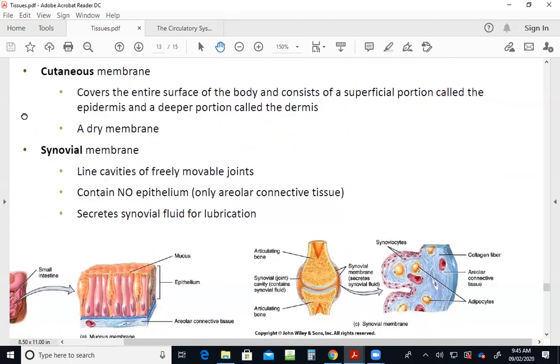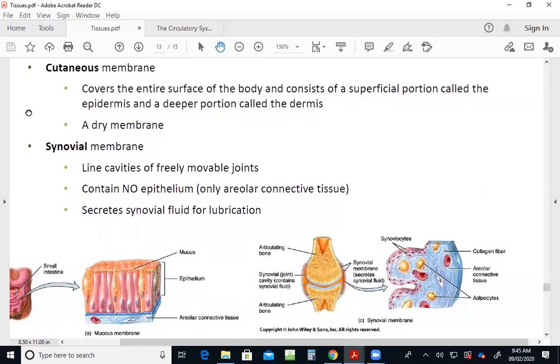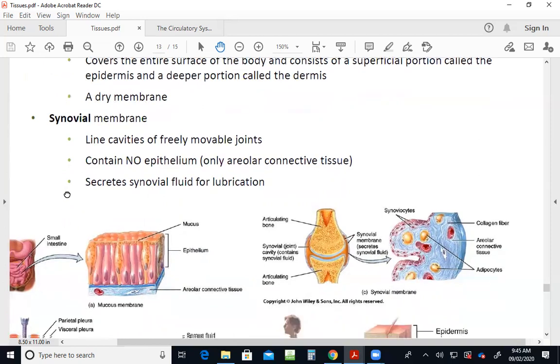Okay. Cutaneous membrane is a fancy way basically to describe your skin. And I shouldn't even say basically, it is a fancy way to describe your skin. Covers the entire surface of our body, consists of a superficial portion, what we call our epidermis. That's the epithelial. Deeper portion is the dermis. Key feature of our skin is it's dry. None of these other ones are dry.